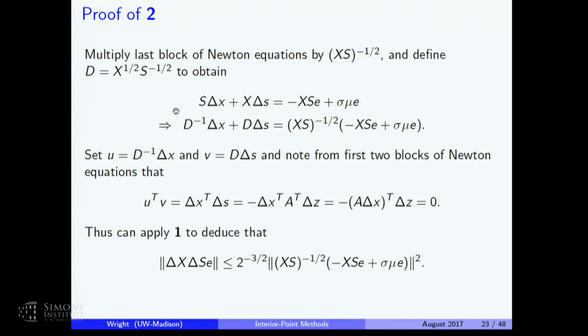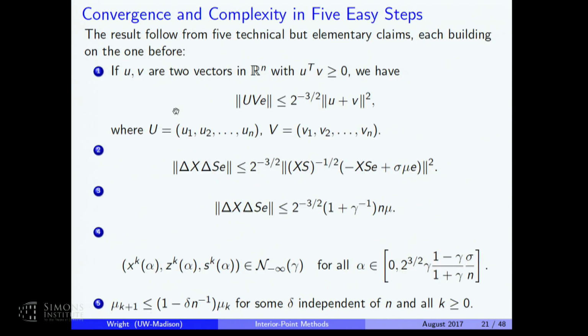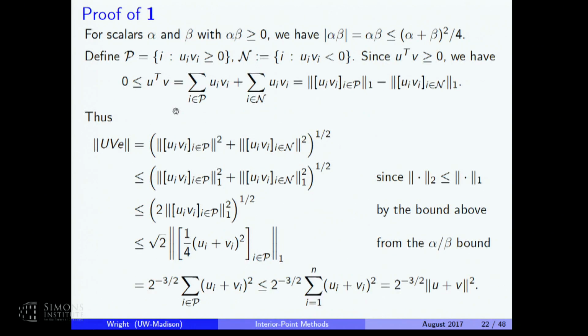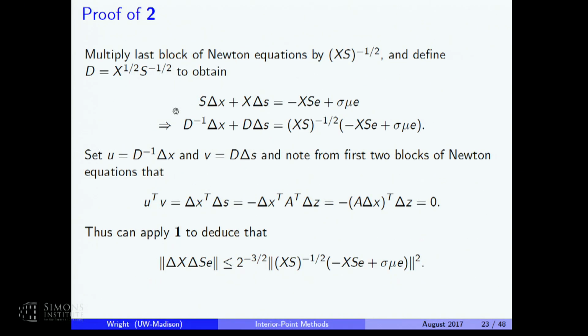So I define U to be this guy, V to be that guy, and so this is telling me what U plus V is, and U plus V is the thing that comes into the right-hand side of this first technical result. So applying that first result, I get the U times V times E, because of course if I multiply U times V out, the D inverse and the D cancel, and I'm just left with delta X times delta S times E. So that's how I get that.